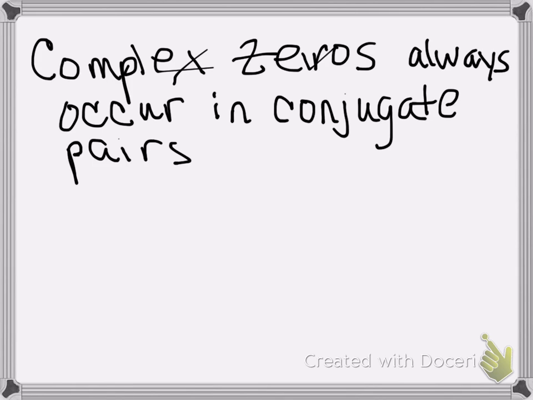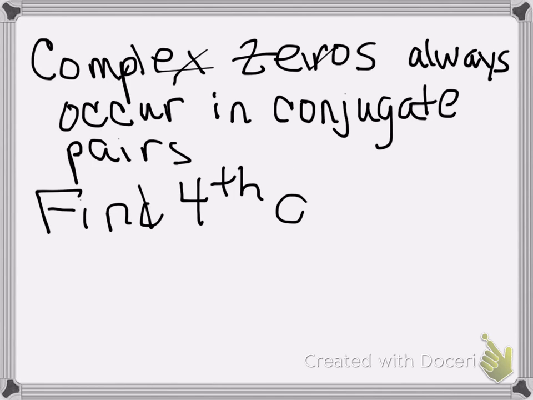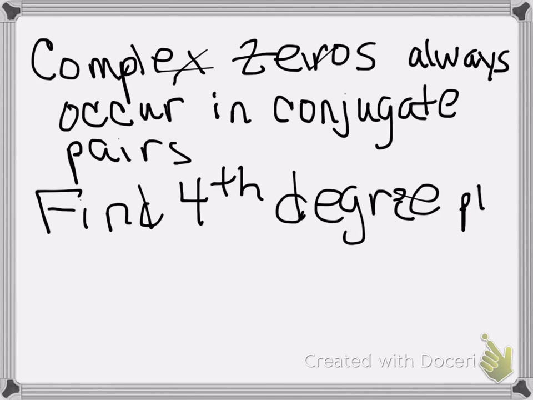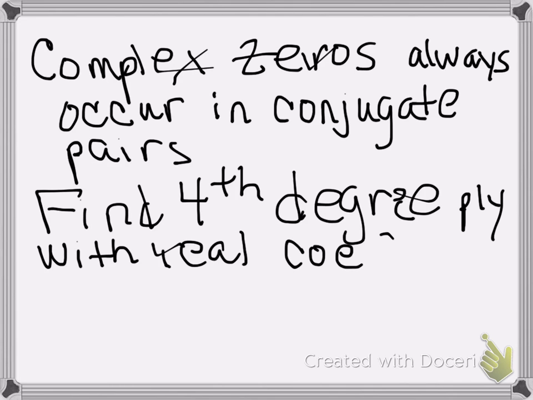Now what I'm going to do is ask you to use this concept, and you are going to do the following, okay? You're going to find a 4th degree, that means to the 4th power, 4 zeros, 4 solutions, polynomial, I'm just going to say poly for polynomial, with real coefficients. And here's the conditions, okay? -1, -1, and 3i are all zeros.